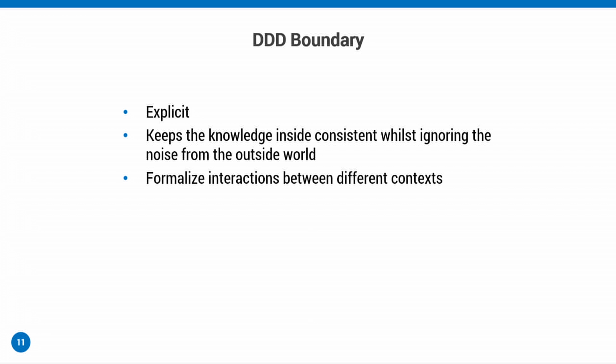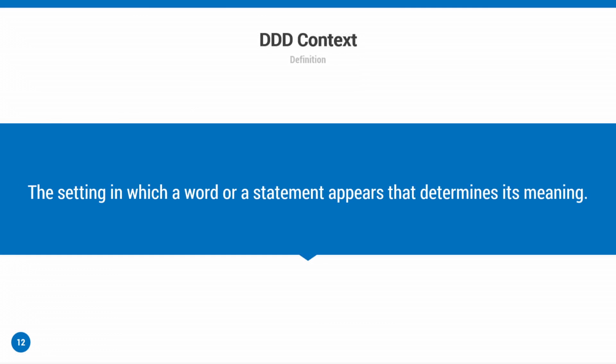Think about it a little lower down. We talk about namespaces, right? These are virtual boundaries that we can segregate off different parts of our software from the other parts of it. So a domain-driven design context is a setting in which a word or statement appears that determines its meaning. This is very similar to the dictionary definition, right?